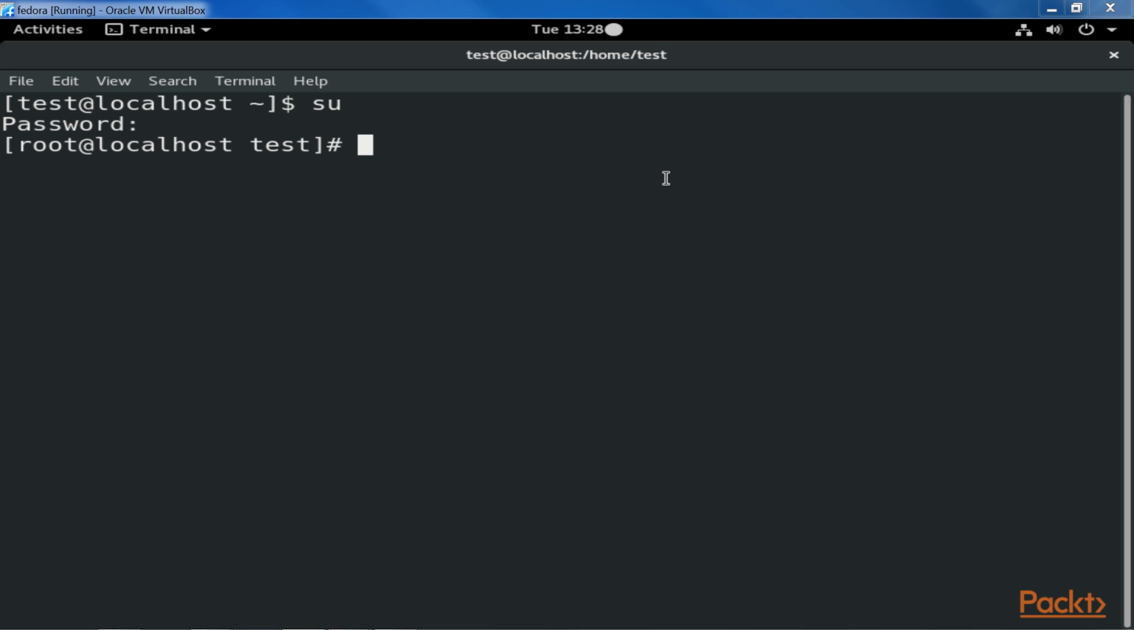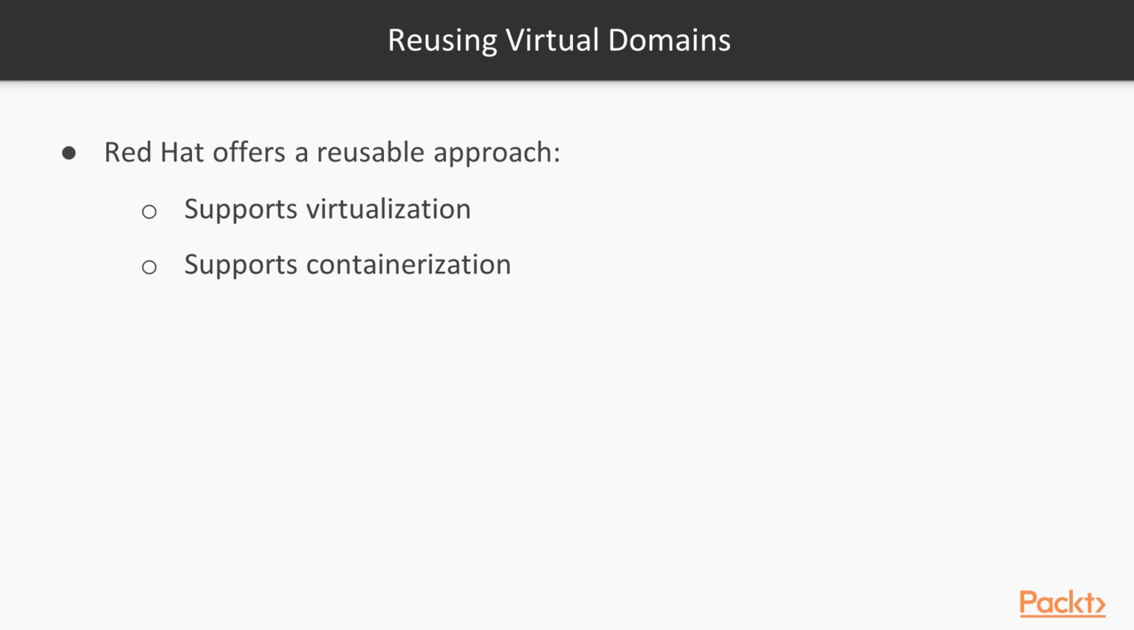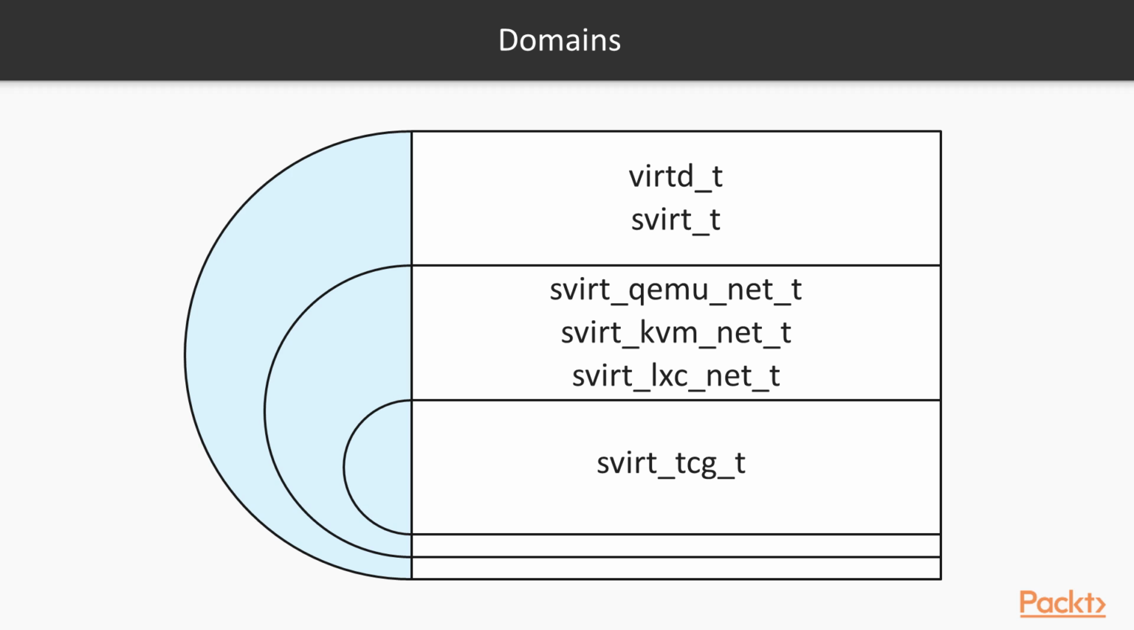So I'm working on Fedora 26, which I've installed on Oracle VM VirtualBox, and I have already logged into it. With sVirt, Red Hat offers a reusable approach for supporting virtualization and containerization through SELinux. It does so through a number of domains and types that can be used regardless of the underlying virtualization platform. These domains and types are listed here. The virtd_t domain is used by the hypervisor software. The svirt_t domain is used by guests that do not require general use of host resources.